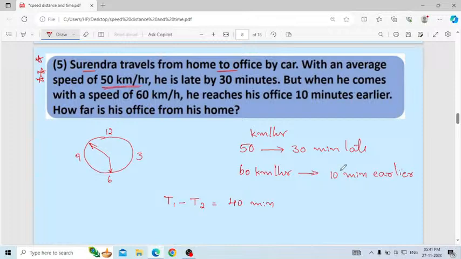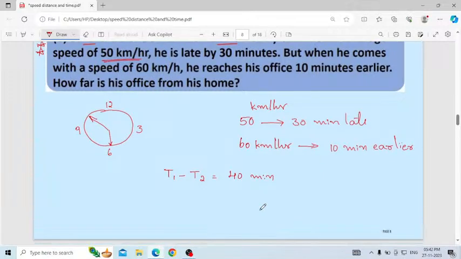When you have opposite signs, like one is coming late and another is coming early, then you have to add. But when both cases are late, you have to subtract. When both cases are early, you also have to subtract. But here, consider it as opposite. At one speed he will come late, at another speed he will come early. And this time, T1 minus T2, the difference will be the same. Always you will consider the difference.